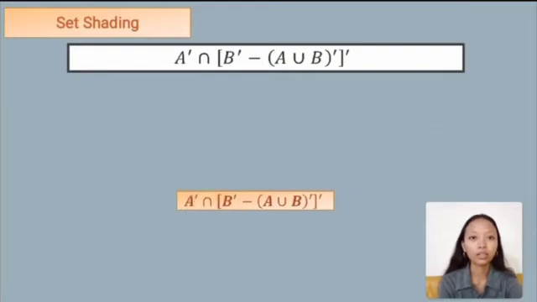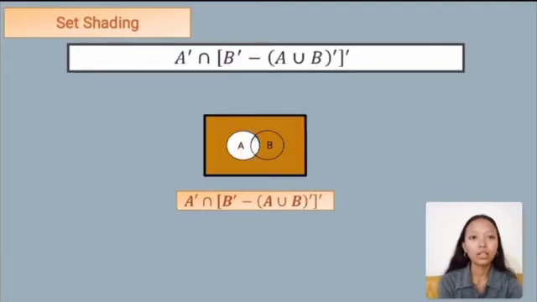And for our final answer, A prime intersects open bracket B prime minus open parenthesis A union B close parenthesis prime and close bracket prime. We're gonna shade everything else outside the two circles, including the set B only. And this would be our final answer.